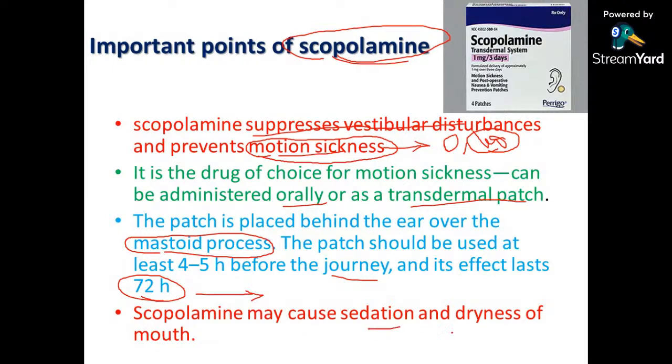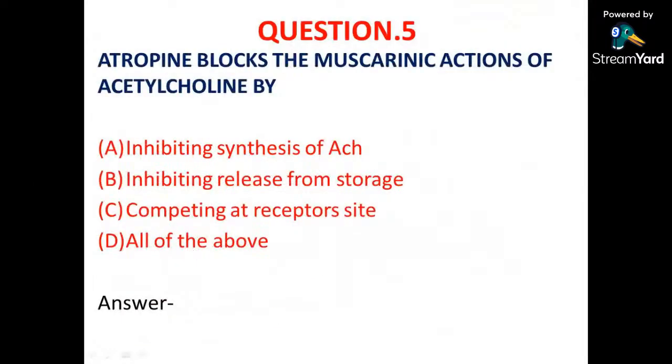Scopolamine may cause sedation and dryness because scopolamine is an anticholinergic drug. With all muscarinic receptors blocked, especially exocrine secretions will be stopped and the patient will develop dryness of mouth. And sometimes sedation also can be seen with scopolamine. So in journey conditions, it is very effective for motion sickness, and it will also induce sleep and sedation. These are some important points about scopolamine.